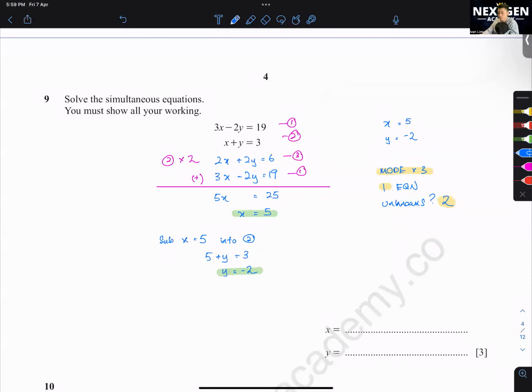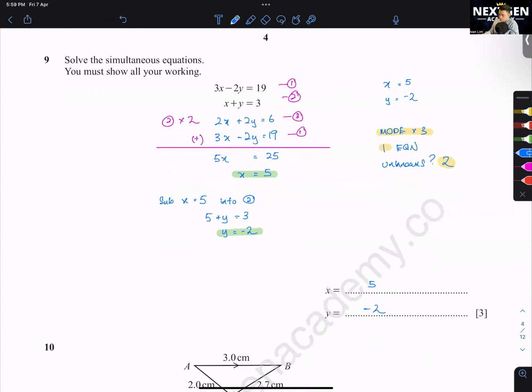Okay, if you use substitution, also can. But I'm not going to discuss substitution, because it's longer and I would prefer this one also. But if you do it the way of substitution, also can. Okay, any question? Are you here? Questions 1 to 9? Okay.